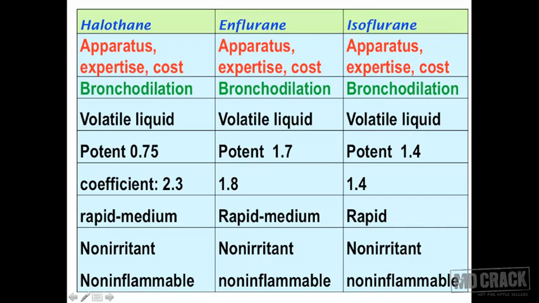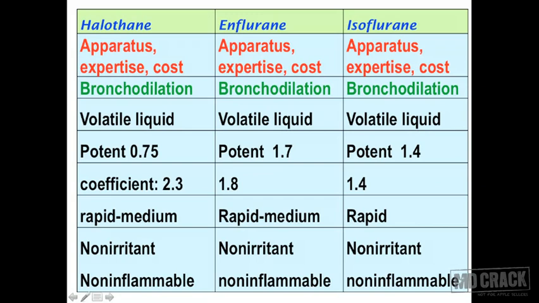As far as the coefficient is concerned, what is this coefficient? It's a blood gas partition coefficient. For halothane, it's 2.3. For enflurane, it's 1.8. And for isoflurane, it's 1.4. Not just mugging up the values, but we need to put them into the application. The value of 2.3 tells you that the rapid and medium induction and recovery is going to be there. 1.8 also means a rapid to medium induction and recovery. And for isoflurane, it's 1.4, so it's less. It means the induction is going to be very rapid. The next important point as compared to ether is all the 3 agents are non-irritant and non-inflammable.